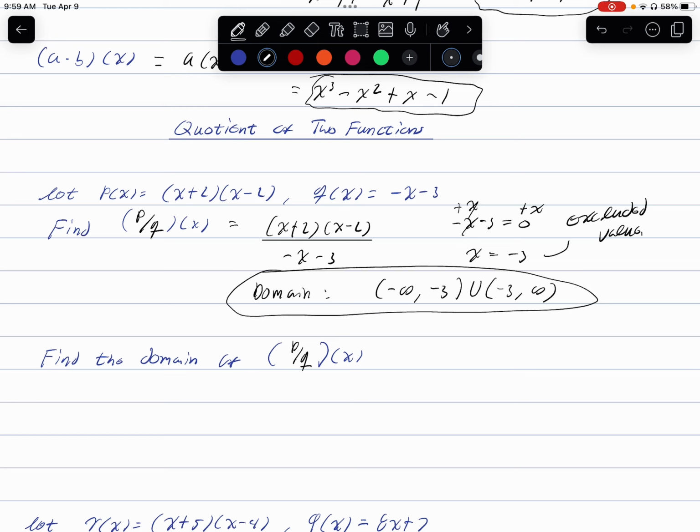So all of a sudden our domain has changed a little bit from what we were initially allowed to do, because before, for q of x, there was no issue with plugging in negative 3. If we plugged in negative 3, we would have negative 3 minus 3, which gives us negative 6 in q, which was fine. But now that we combine them together in a quotient, that is going to be an issue.